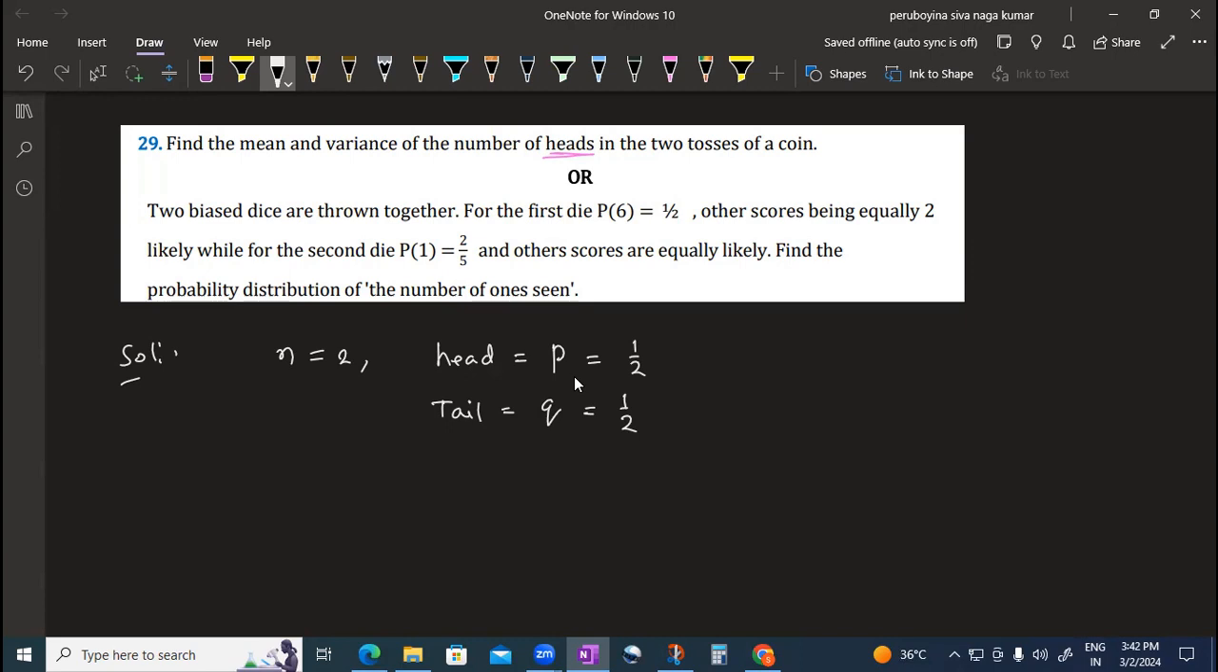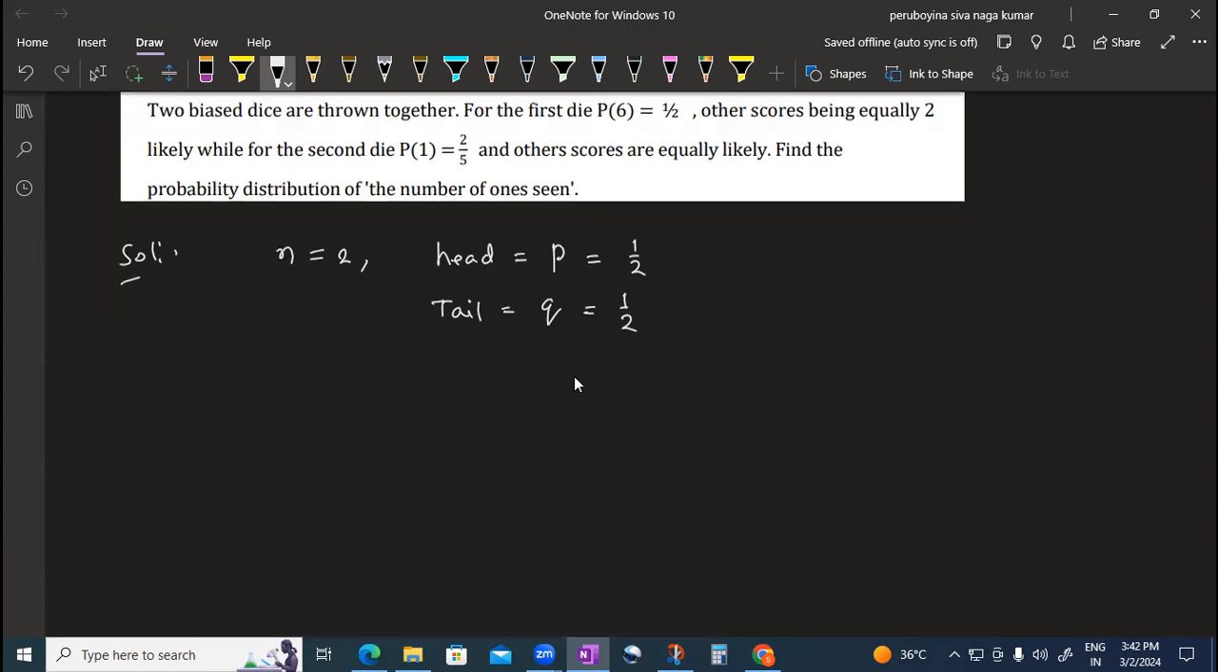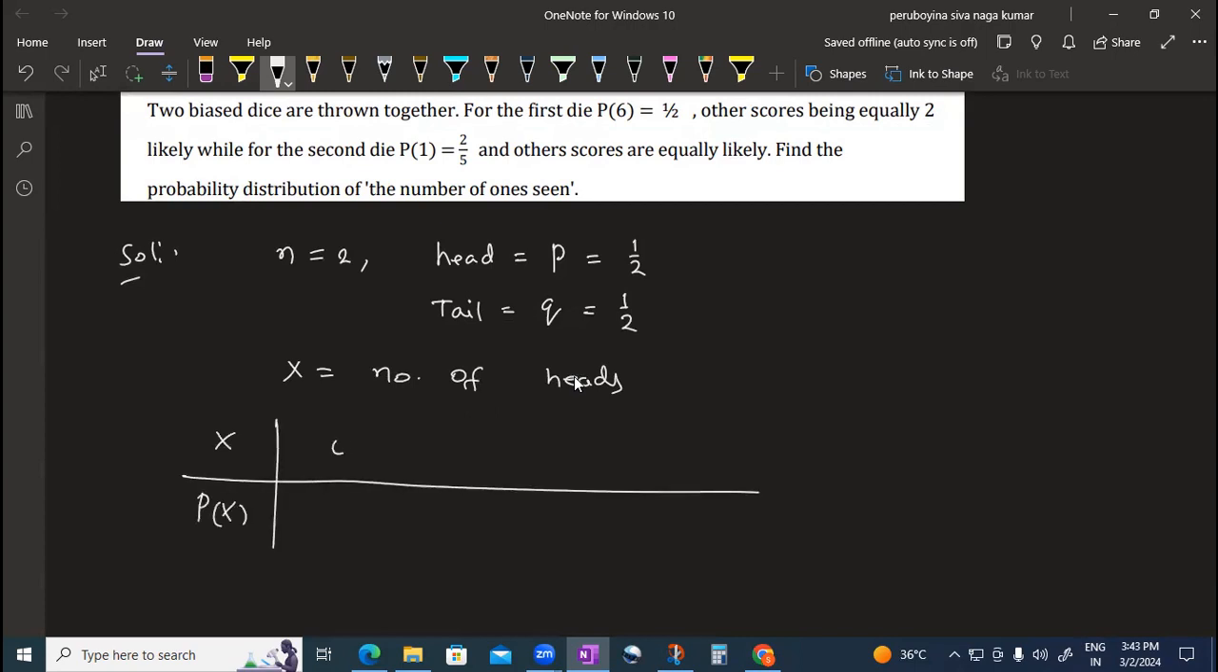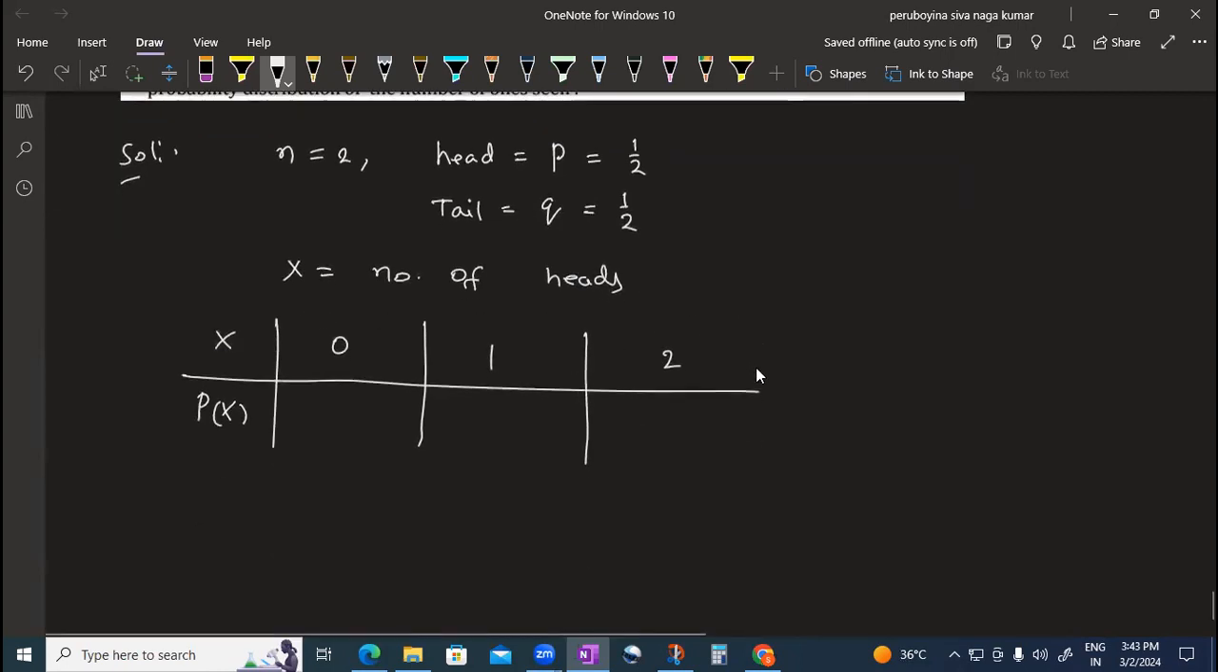We have to create a distribution. So let us first define the variable. The variable is the number of heads. So x here and P of x here. So 0 heads, 1 head, 2 heads, because trials were only 2. You will get only up to 2 heads or 2 tails. That's it.